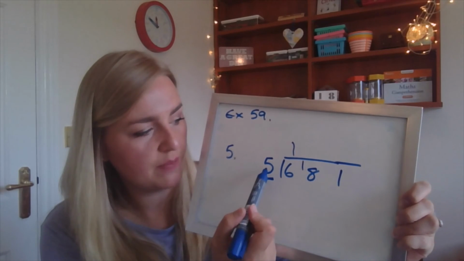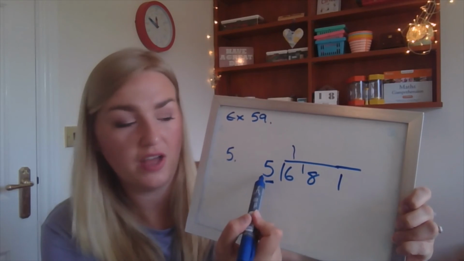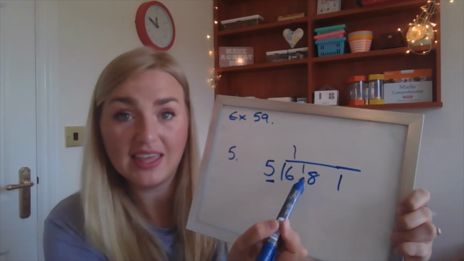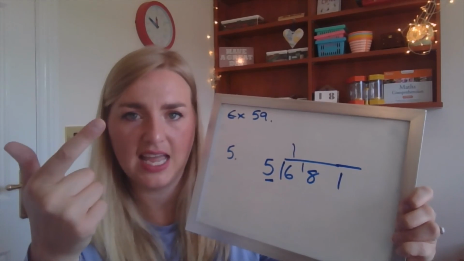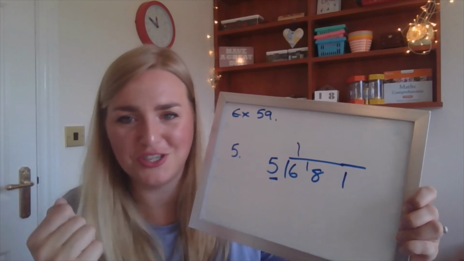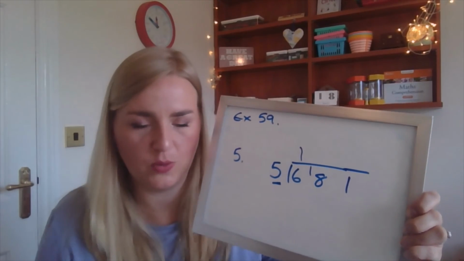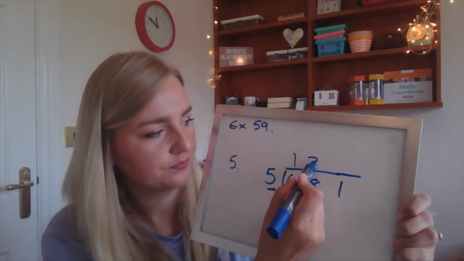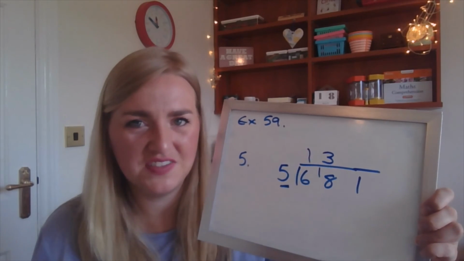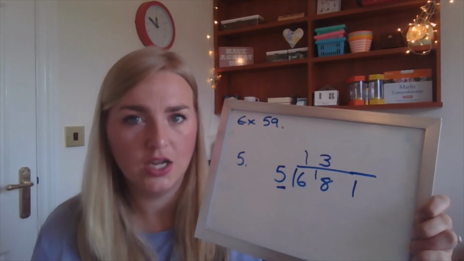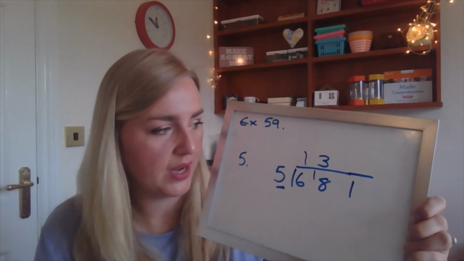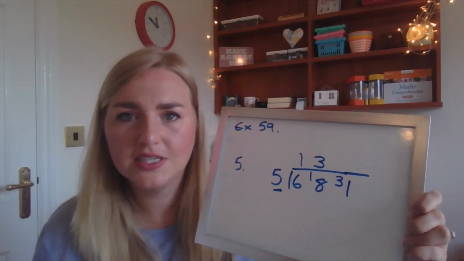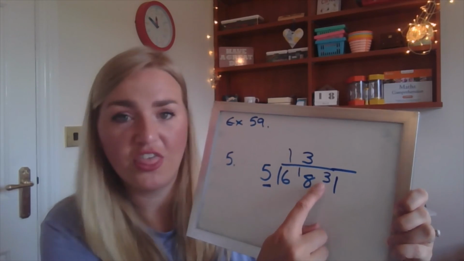So now I've got to think about how many times 5 fits into 18, or if I count up on my 5s, let's see how close I can get to 18. 5, 10, 15, 20. 20 is too far. 5, 10, 15. So I can count up 3 times. But that only gets me to 15. I need to get to 18. So 15, 16, 17, 18. I need to carry over 3. So now I'm thinking about not 1, but 31.